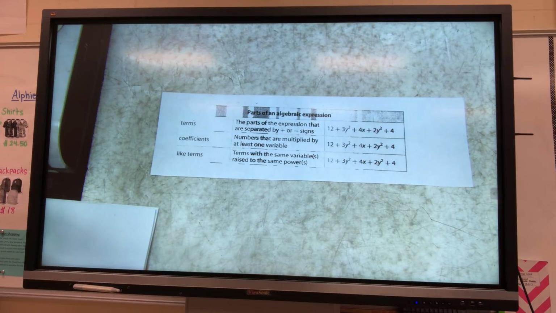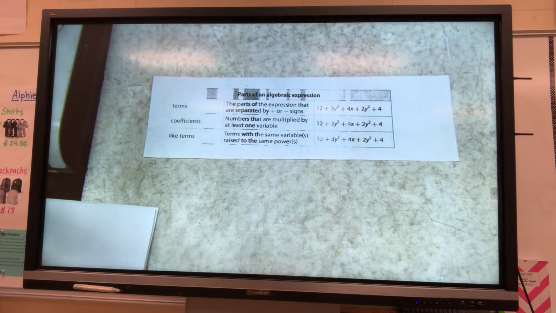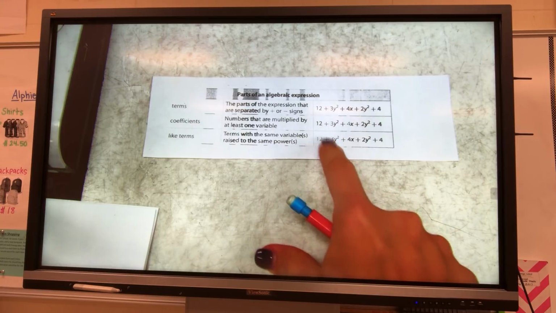Well, first off, let's talk about our essential question. Our essential question for today is, how can you identify and write equivalent expressions? Remember, an expression is a numerical sentence that does not have an equal sign. Remember that the word equivalent is basically another word for saying equal. So what we're going to do today is we want to be able to identify parts of an expression because these are all expressions here.